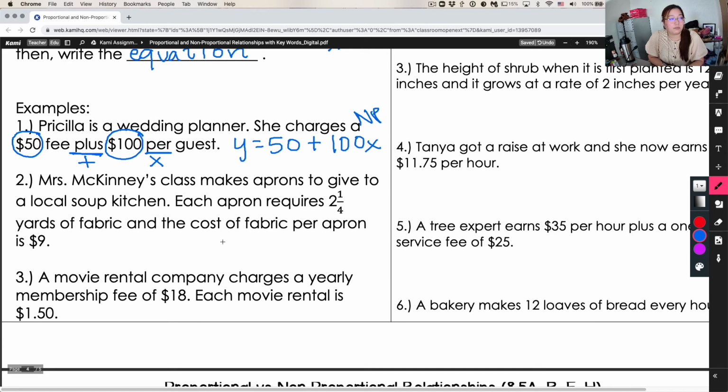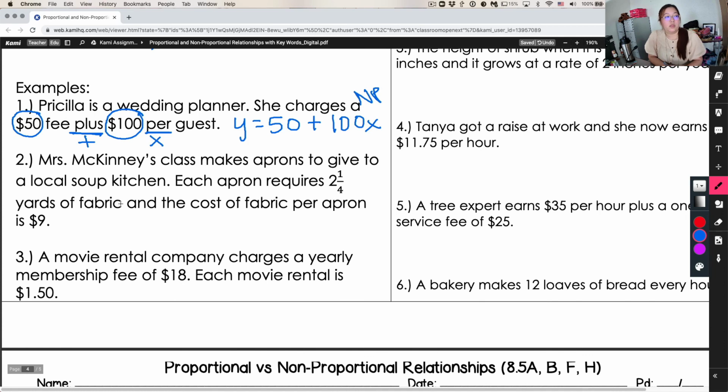Okay, let's look at the next one. Mrs. McKinney's class makes aprons to give to a local soup kitchen. Each apron requires 2 1/4 yards of fabric, and the cost of fabric per apron is $9. So this word problem is written kind of funny because what equation you write depends on what the problem would tell you.